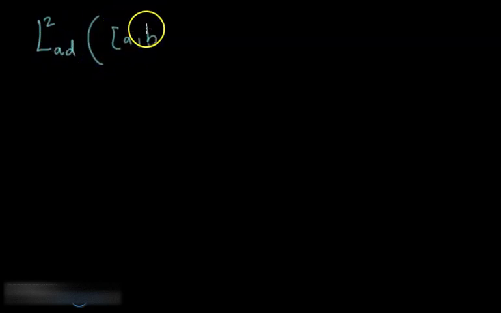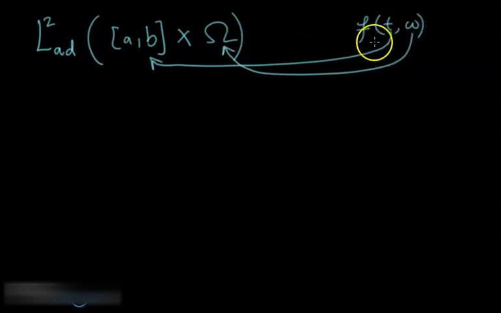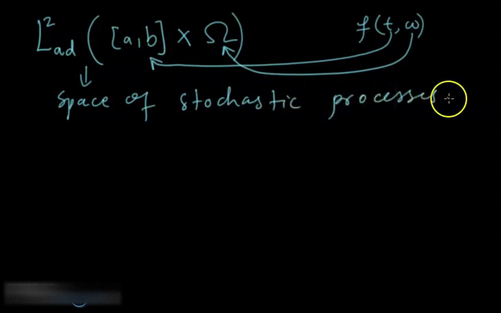Additionally, I will define a function space which is L2 of the closed interval [a,b] times omega. Because my processes, the random processes that I want to integrate, are multivariable, they depend on t as well as omega. The t comes from the interval and the omega comes from the sample space. That's why I need to define my space in such a way. This space is called the space of stochastic processes. One can show that this space is a Hilbert space, and it is the space of functions which are roughly speaking square integrable, and we will define the sense later on.